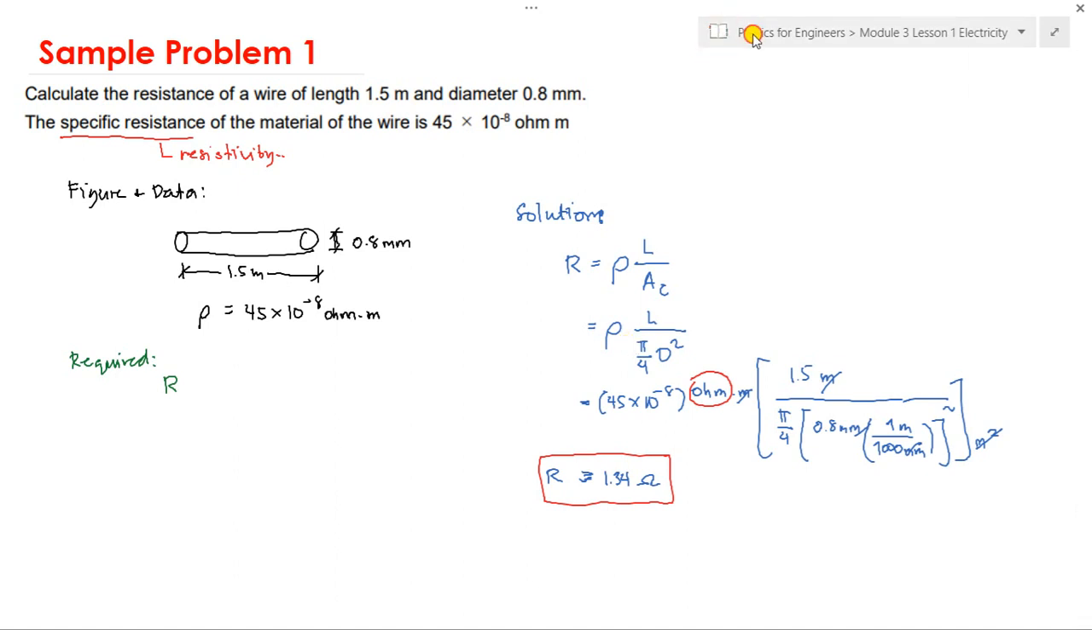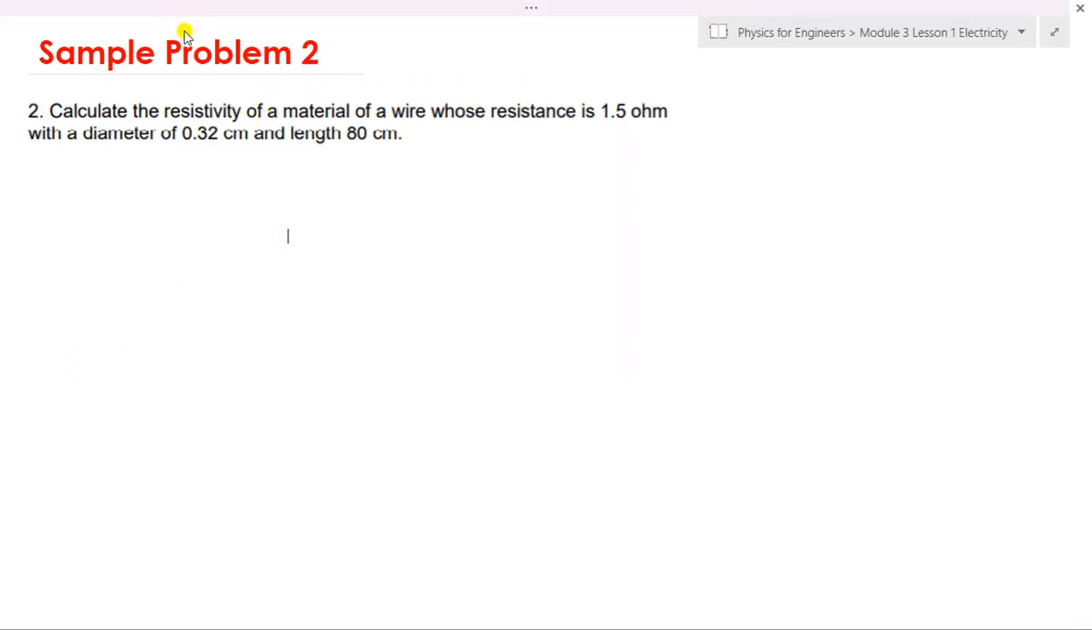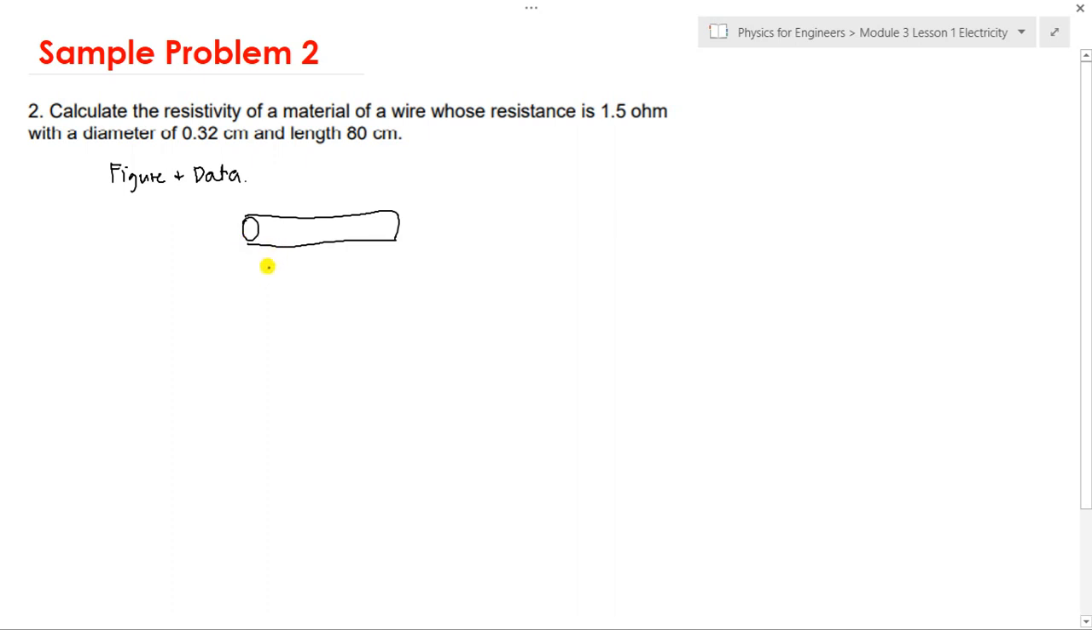Here, we're now going to answer problem number 2. So, in problem number 2, again, calculate the resistivity of a material of a wire whose resistance is 1.5 ohms with a diameter of 0.32 centimeter and a length of 80 centimeter. So, figure and data. Nanapod tayo wire. So, this is our wire. And then, it has a length of 80 centimeter.